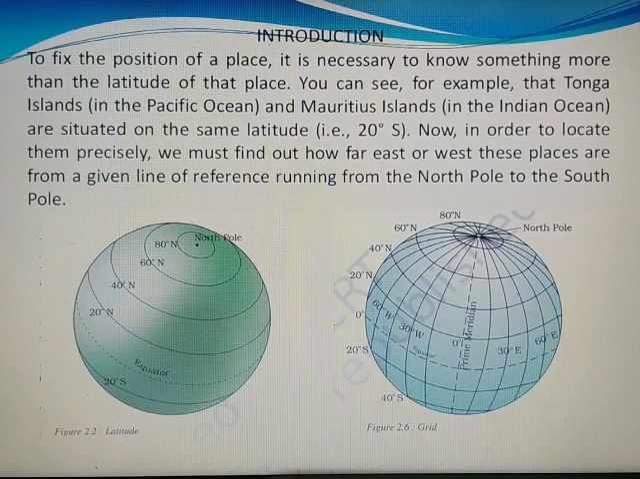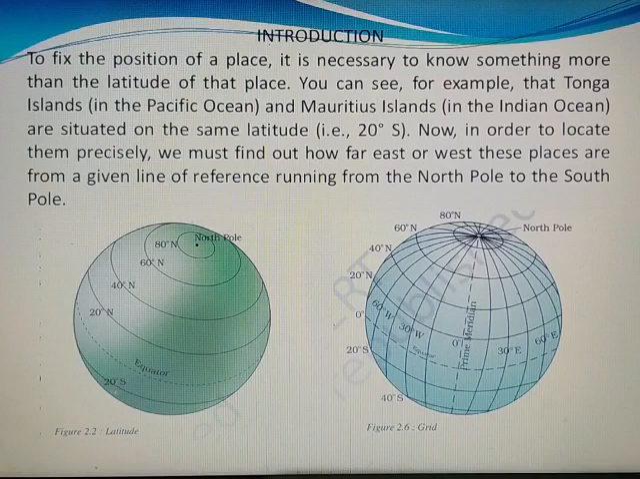To fix the position of a place, it is necessary to know something more than the latitude of that place. You can see, for example, that Tonga Island in the Pacific Ocean and Mauritius Island in the Indian Ocean are situated on the same latitude, that is 20 degrees south. Now, in order to locate them precisely, we must find out how far east or west these places are from a given line of reference running from the North Pole to the South Pole.